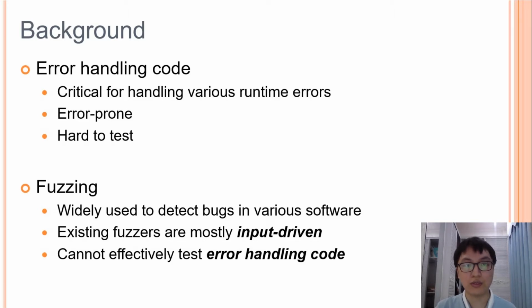Fuzzing is one of the most popular approaches used to detect bugs in various software. Most of the existing fuzzers are input-driven. They can generate efficient program input to cover infrequently executed code. However, some error handling codes cannot be triggered by program input. For example, the error handling code used to handle insufficient memory error. Therefore, the existing fuzzer cannot effectively test error handling code.